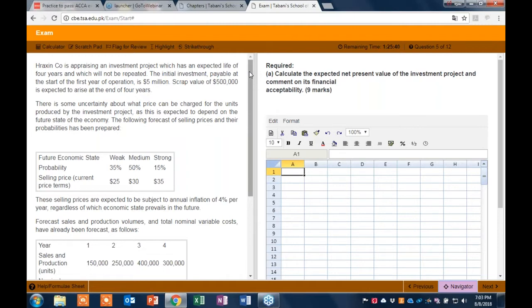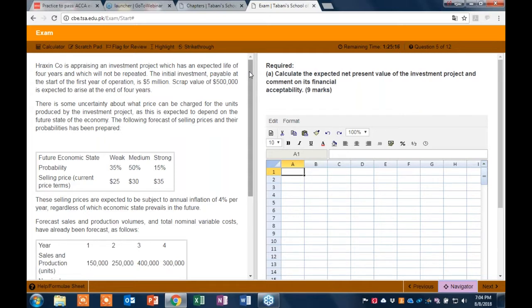So let's start from the question. Rexon Company is appraising an investment project which has an expected life of 4 years and which will not be repeated. The initial investment payable at the start of the first year of operation is $5 million, with a scrap value of $500,000 is expected to arise at the end of 4 years.